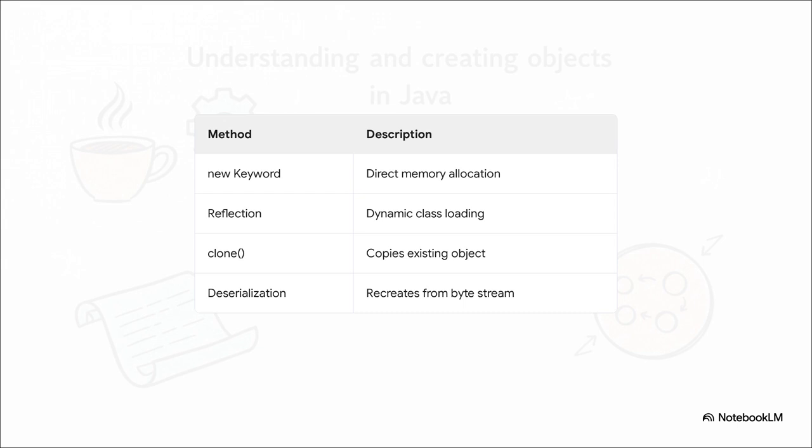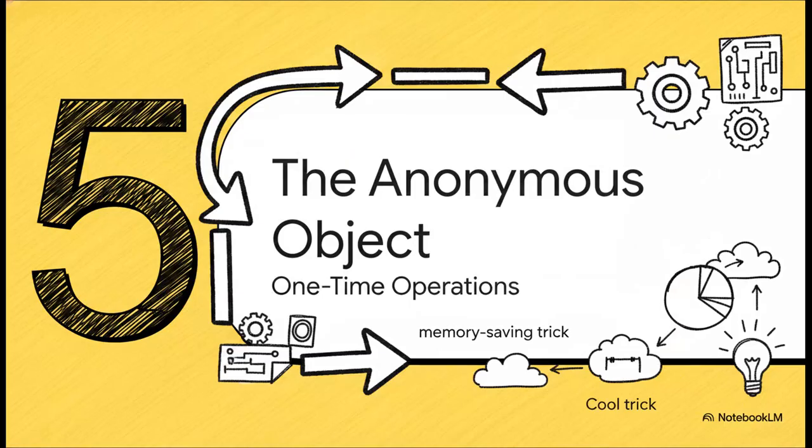Then we have the clone method. If a class implements the Cloneable interface, you can completely bypass constructors and just create a direct copy of an existing object. And finally, we have deserialization. Imagine you saved the state of an object into a file. Deserialization allows you to recreate that exact object from a stored byte stream, reading it right back into memory. Pretty wild, right? All right, bringing us to our final section, part 5, the anonymous object.